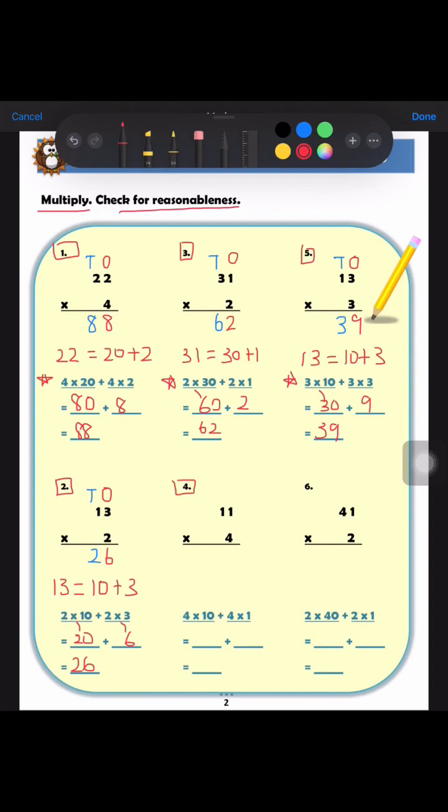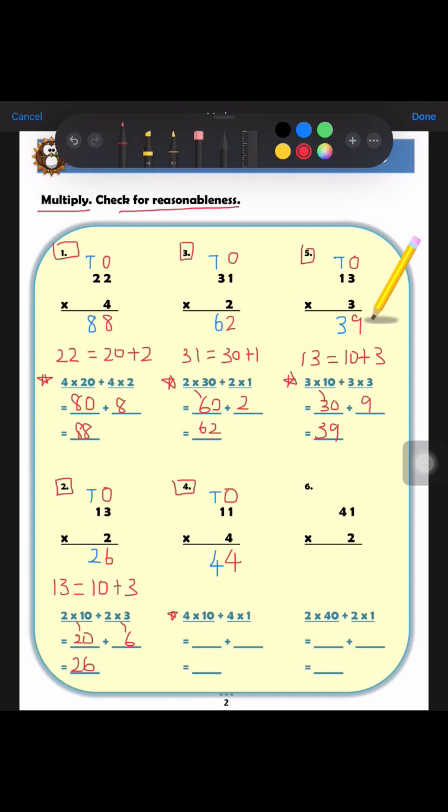Okay, next question. 11 times 4. So multiply the ones. 4 times 1 ones equals 4 ones. And then 4 times 1 tens equals 4 tens. So the answer is 44.